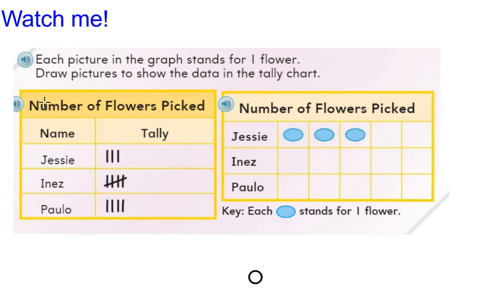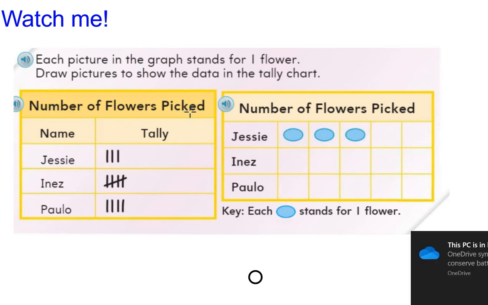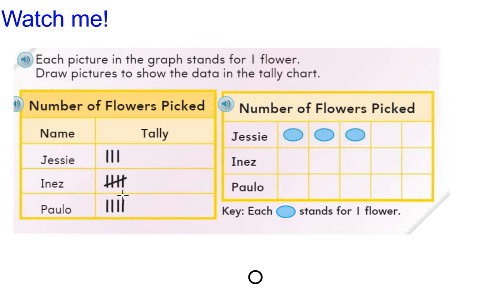The title of this chart is number of flowers picked, and this one says number of flowers picked. This one has tally marks, and this one has blue ovals. So Inez has 5. All we have to do is come over here and put in 5 ovals.